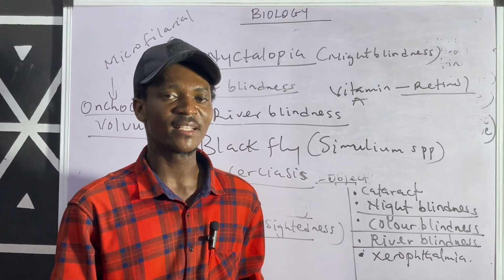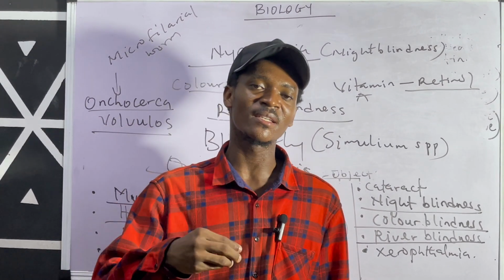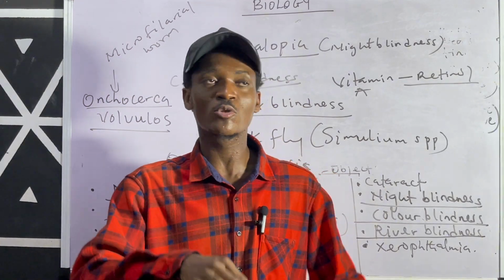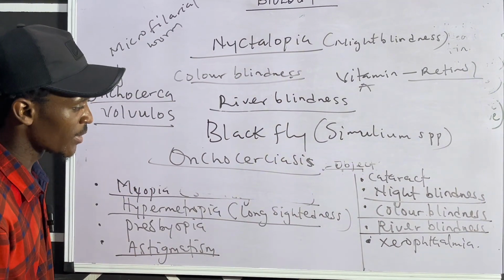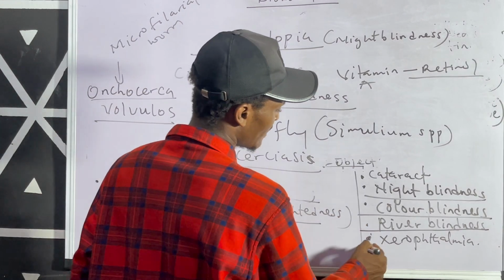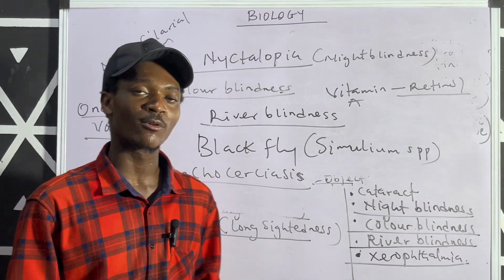So that's what it means when we say river blindness. It does not mean that the person, when he approaches a river, gets blind. What it means is that the causative agent is usually found in riverine areas. All right, so that's for river blindness. Then the next, which is the last on that list, is xerophthalmia.